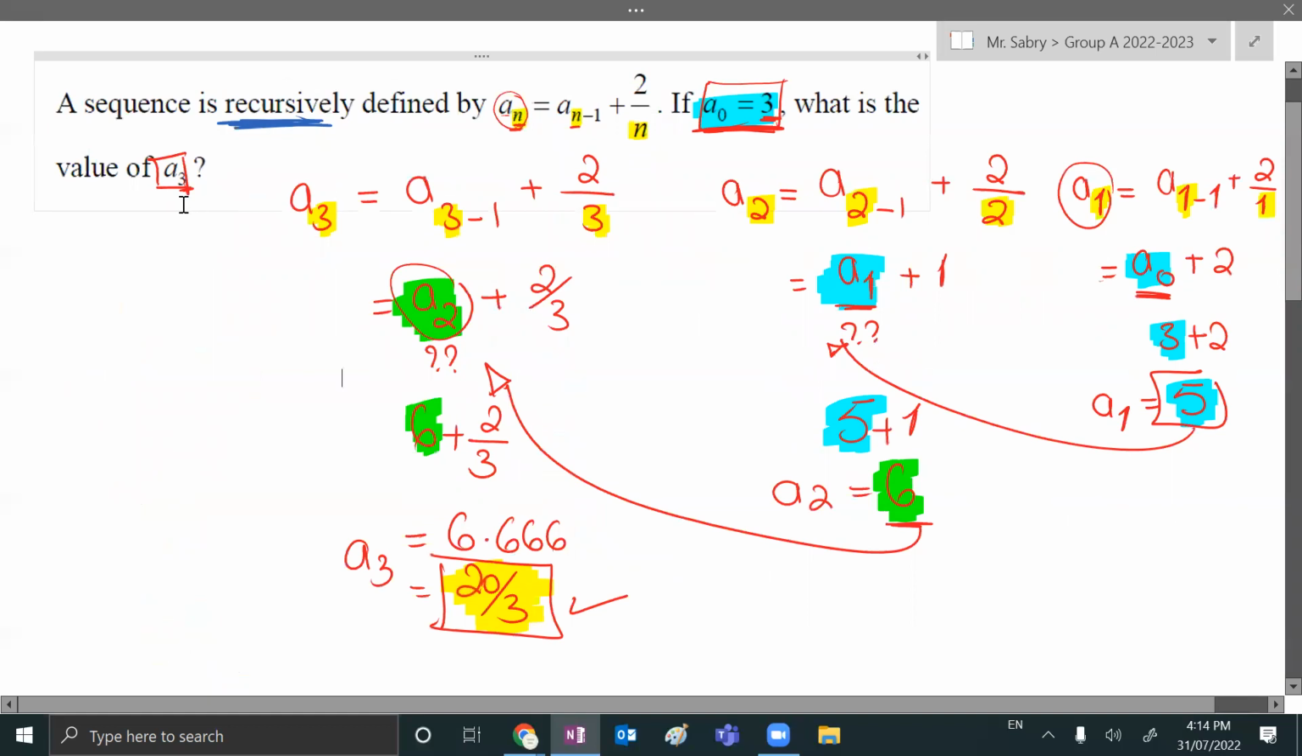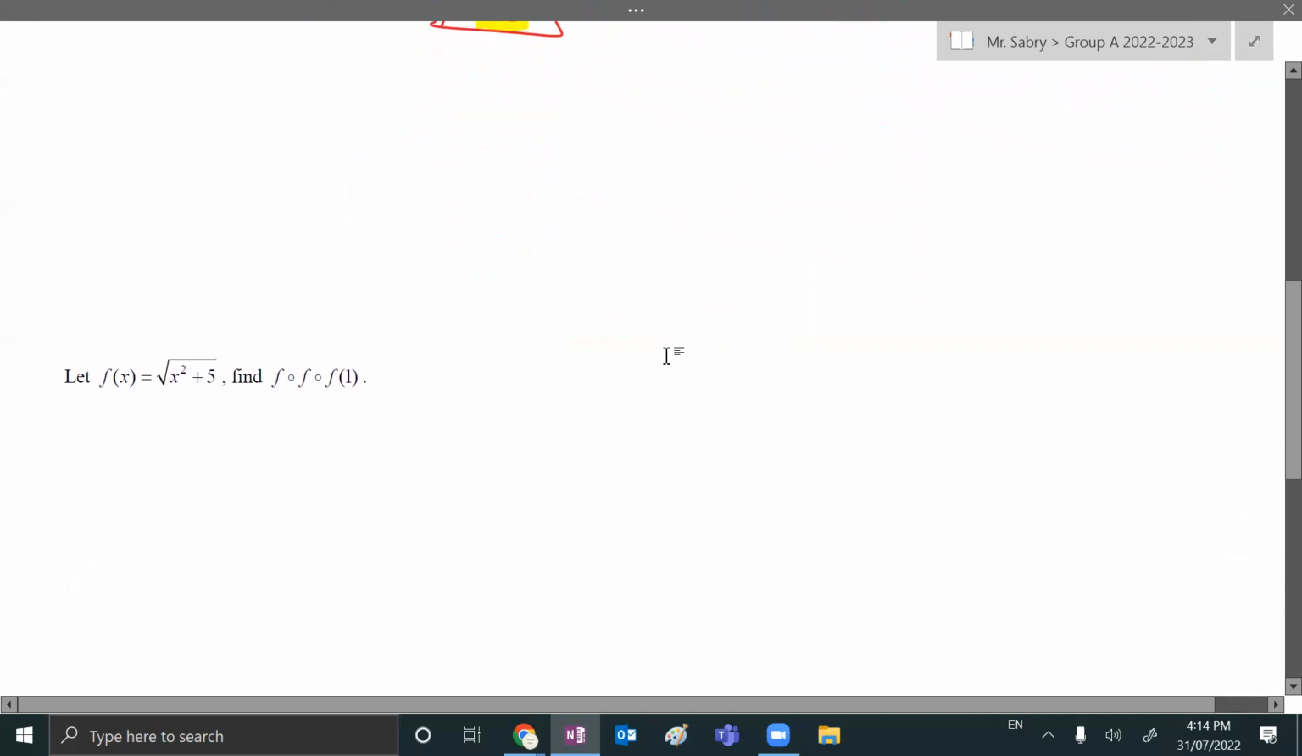انا عشان اجيب ال a of 3 كنت محتاج a of 2 وعشان اجيب a of 2 محتاج a of 1 وعشان اجيب a of 1 محتاج a of 0. فهو مديني a of 0 قمت مدخل a of 0 جوه الرول بتاع a1. جبت a1 قمت مدخل a1 جوه الرول بتاع a2. جبت a2 دخلت a2 جوه الرول بتاع a3. كده جبت اللي هو عايزه. Let me show you another one.